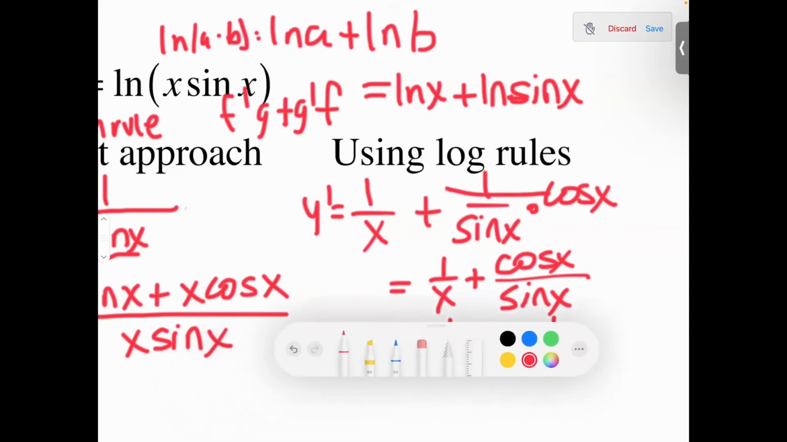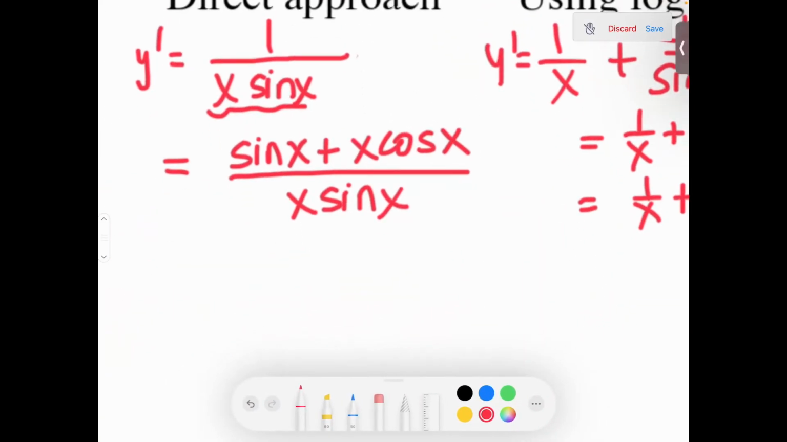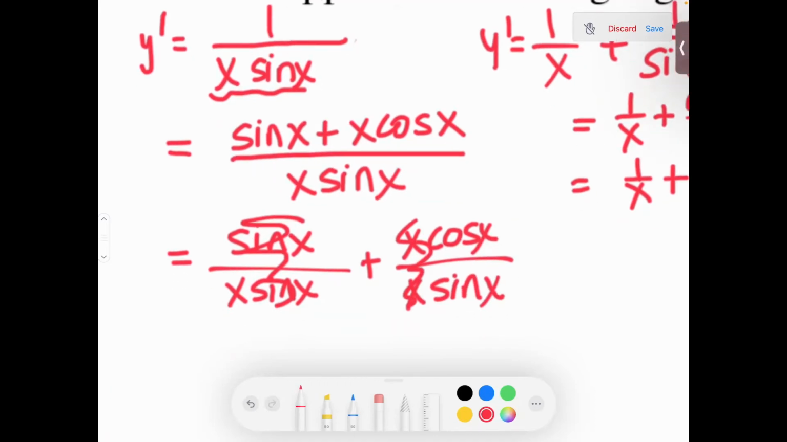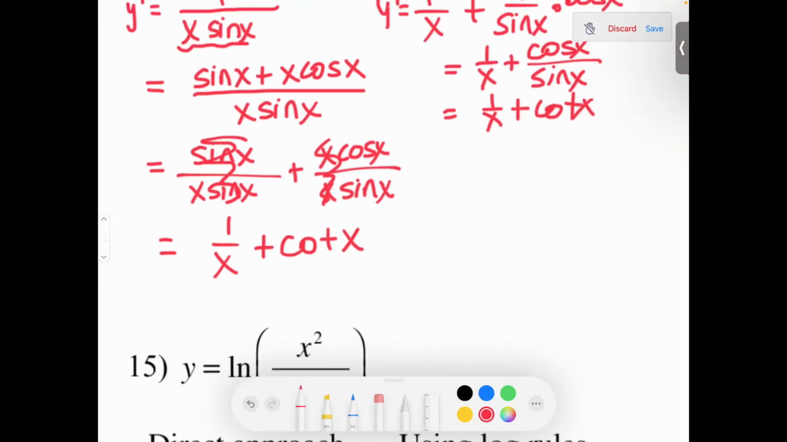While our answer doesn't look like that, we can certainly make it look like that if we were to break this into two fractions. We get sine x over x sine x. The sine x's cancel, plus x cosine x over x sine x. The x's cancel. So our first fraction is equivalent to 1 over x. And our second fraction is cosine over sine, which is cotangent. So we do see that we got the same answer.